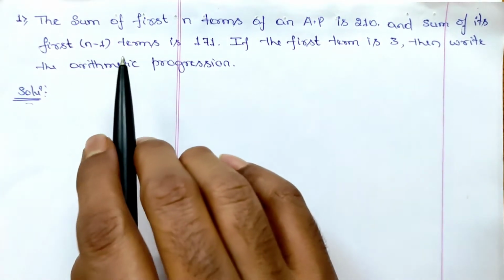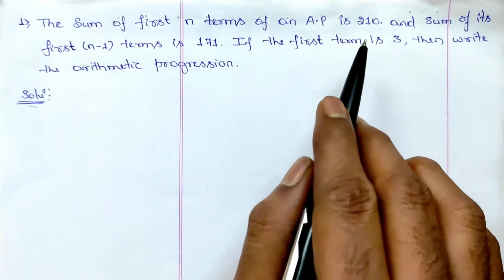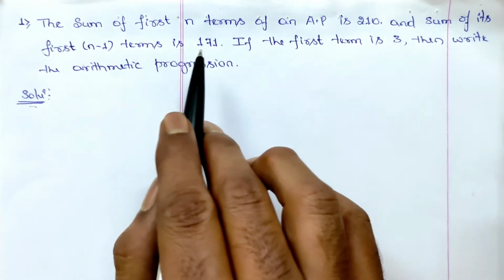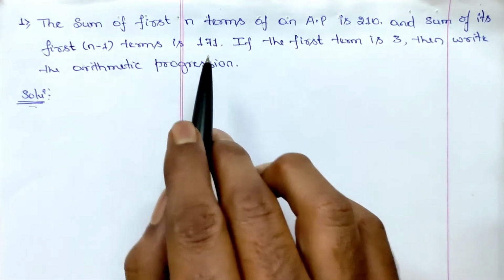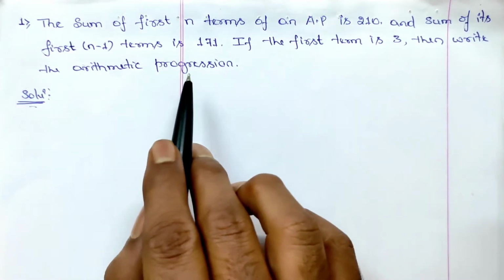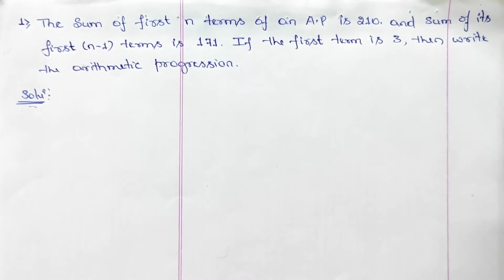The sum of first n terms of an AP is 210 and the sum of its first n minus 1 terms is 171. If the first term is 3, then write the arithmetic progression.